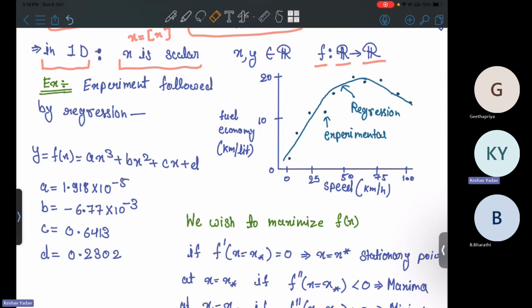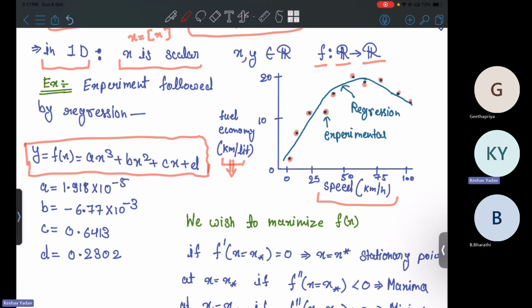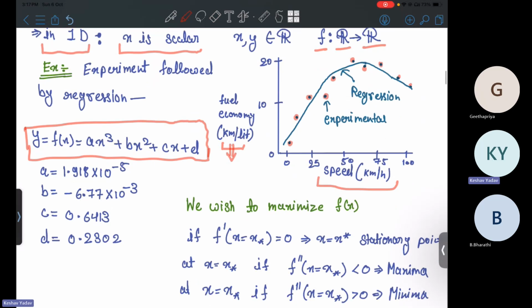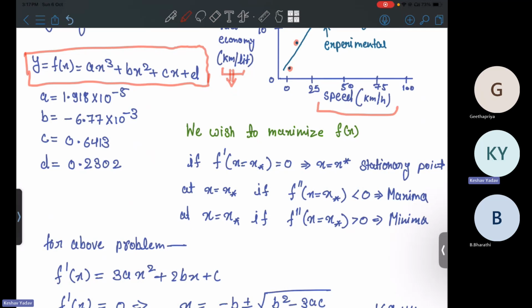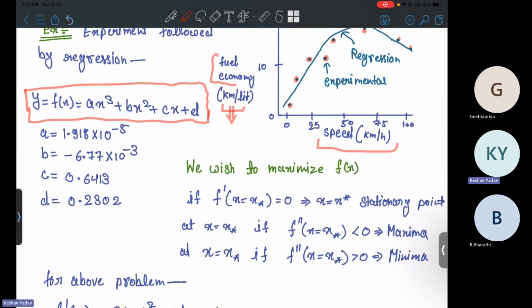Suppose we have some experimental data for fuel economy, kilometer per liter, at different speeds. We have done the experiment at different speeds of the vehicle, and we have found out the fuel economy. Then, using this experimental data, we fit a regression to find a regression curve. Suppose we have found this. Now we want to optimize the fuel economy, since we want to pay the minimum amount of price.